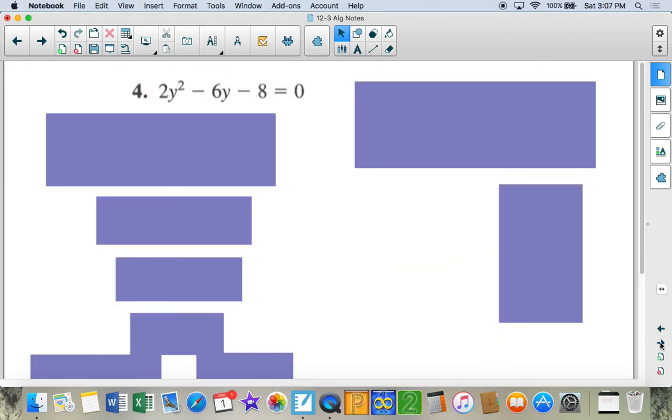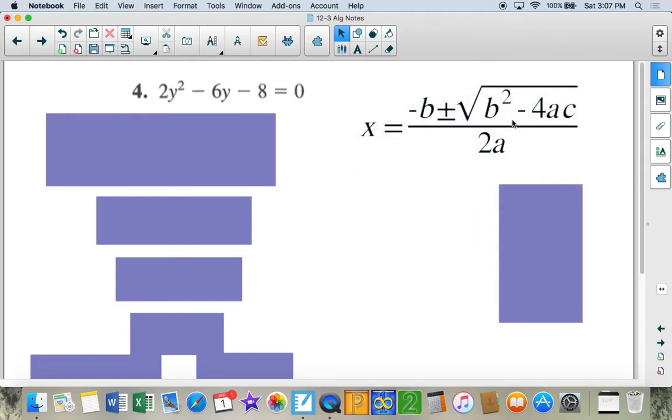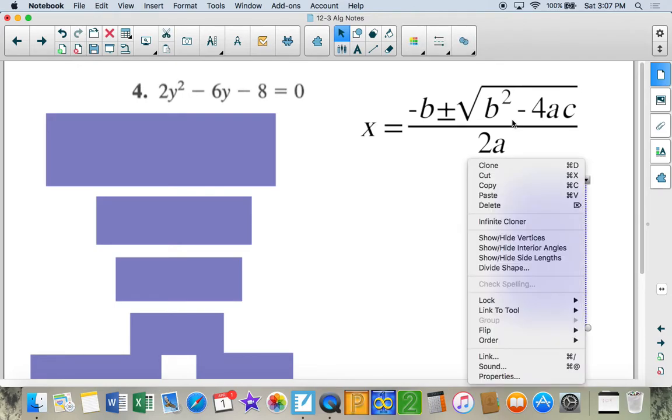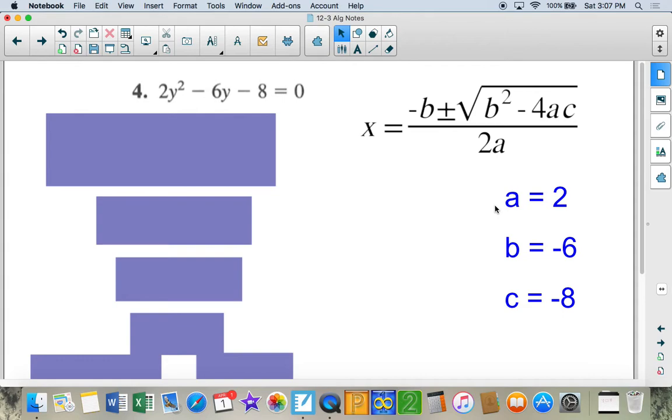The next problem, we get 2y squared minus 6y minus 8 equals 0. We're always going to use this formula: x equals the opposite of b plus or minus the square root of b squared minus 4ac, all over 2a. You must memorize that. That will not be provided on any assessment or test. We see that a equals 2, b equals -6, c equals -8.